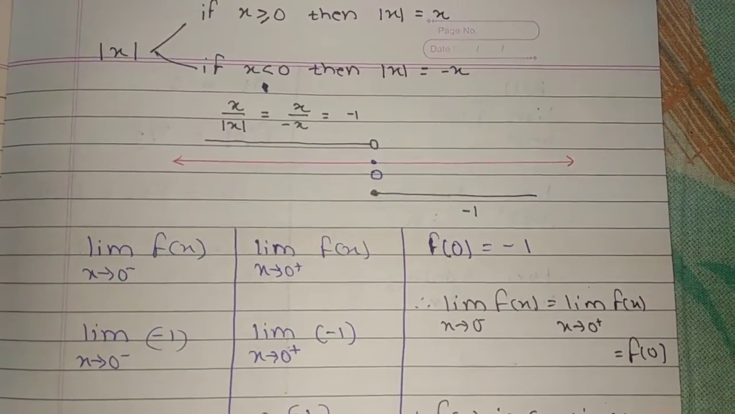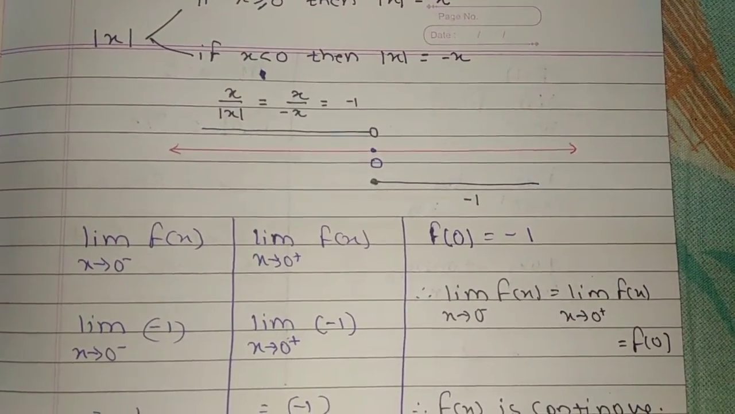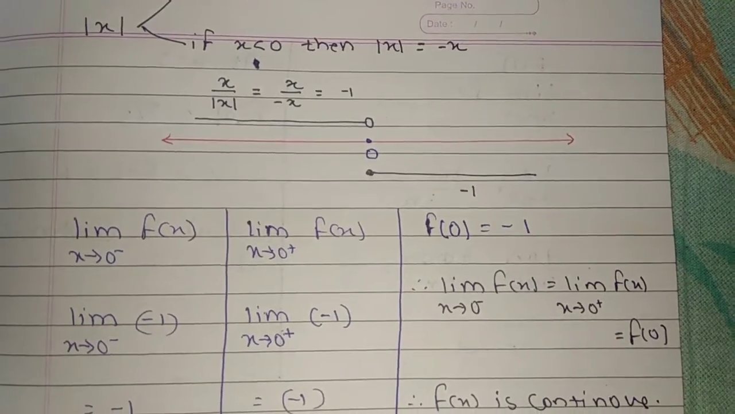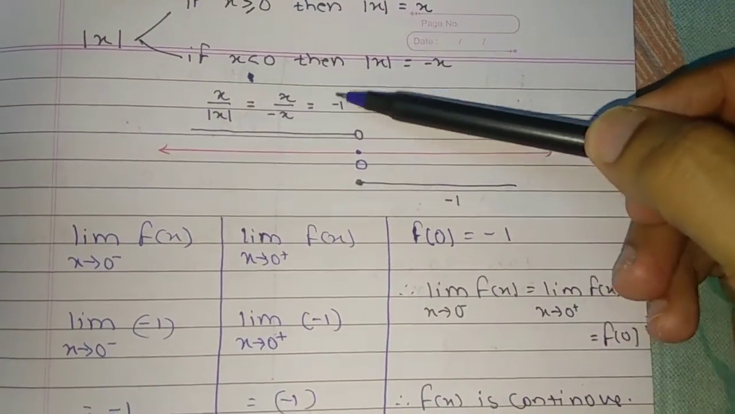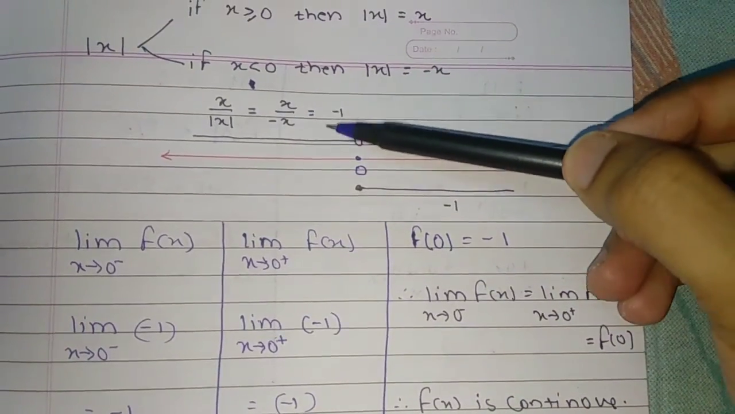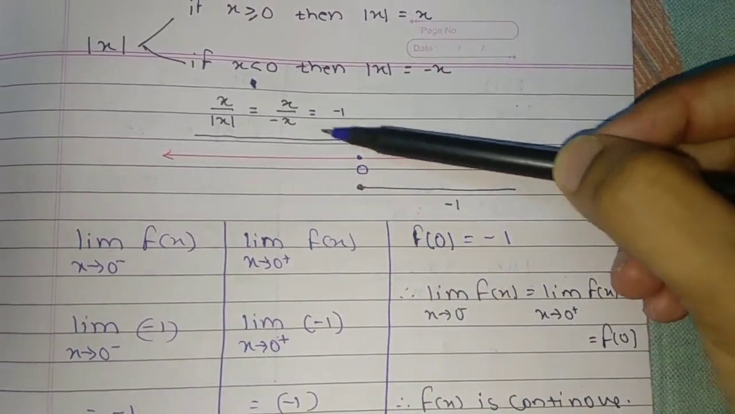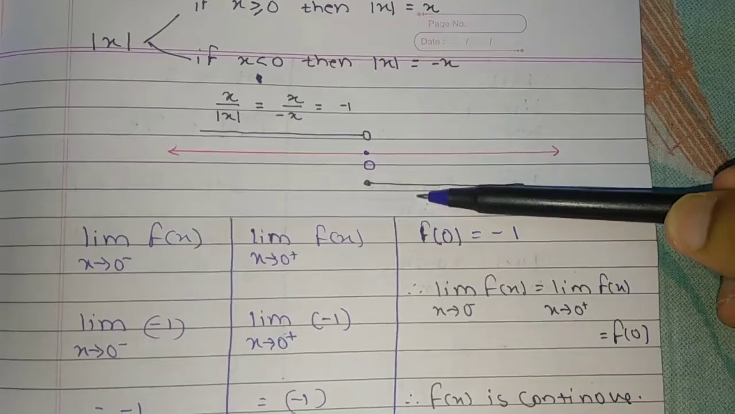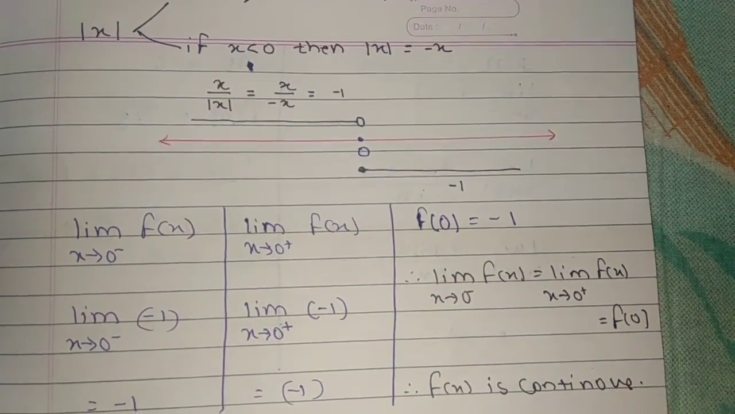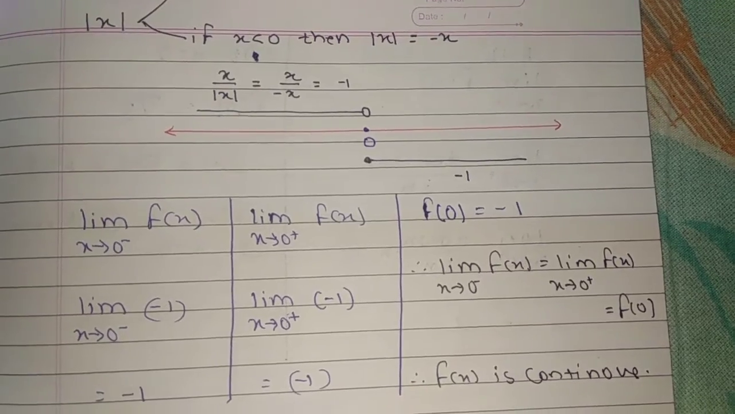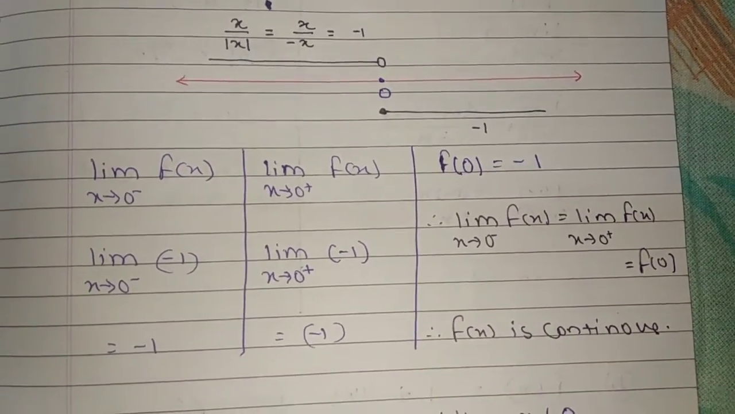So as we can see, if the value of x is less than 0, then mod x is going to open as -x, and this will get cancelled out, and will give out only -1. If the value of x is greater than 0, then this is already given in the question, this will remain as -1.